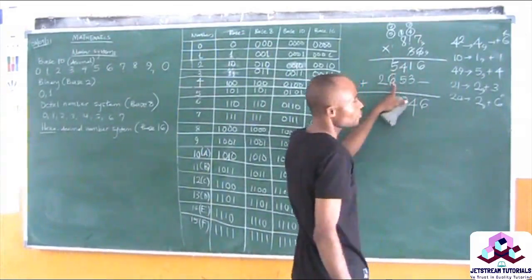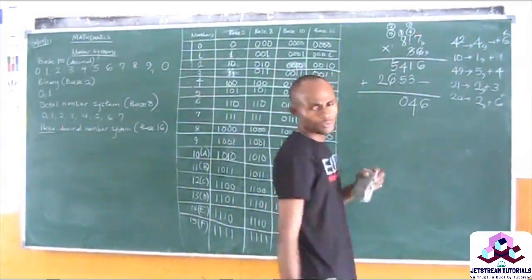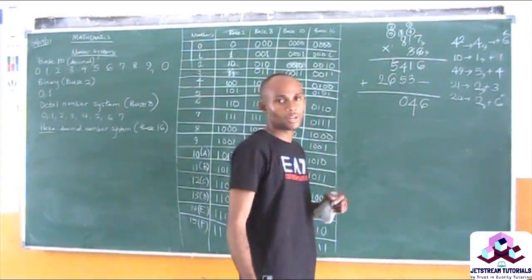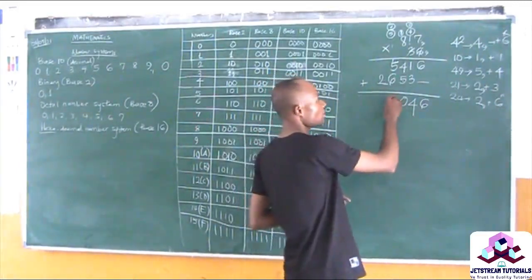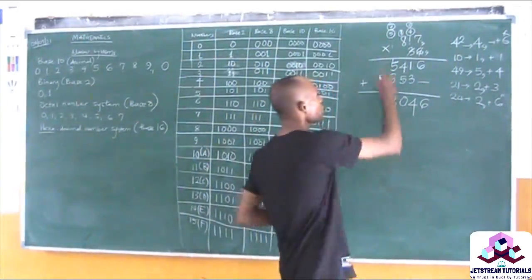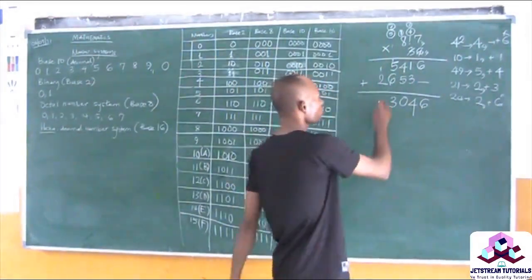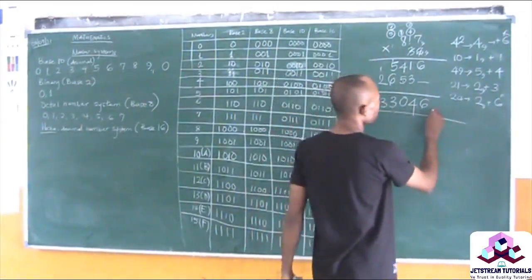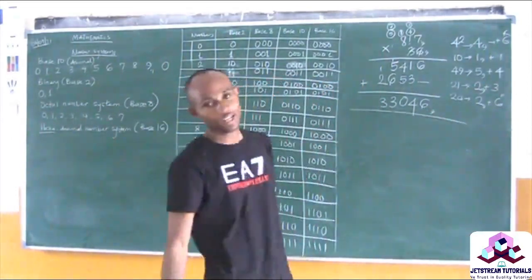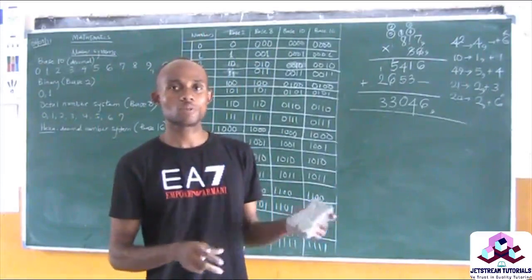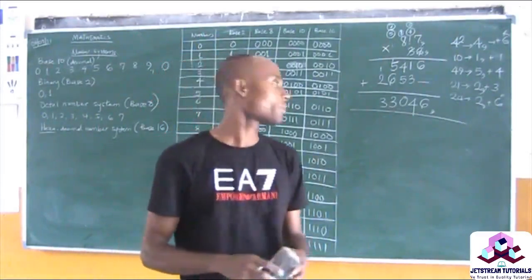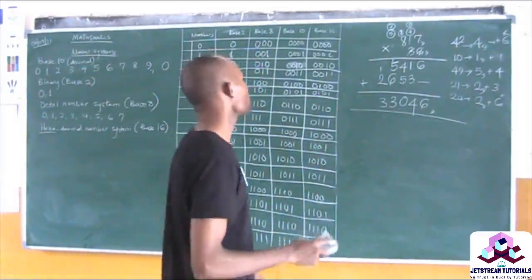5 plus 6, 11, plus 1, 12. Do you have 12 in base 9? No. How many 9s can go into 12? 1, remainder 3. The remainder is first, then the 1 carried. 1 plus 2 is 3. So we have this as our answer in base 9. I hope with this we are understanding what number bases are. So now, on to division of number bases.